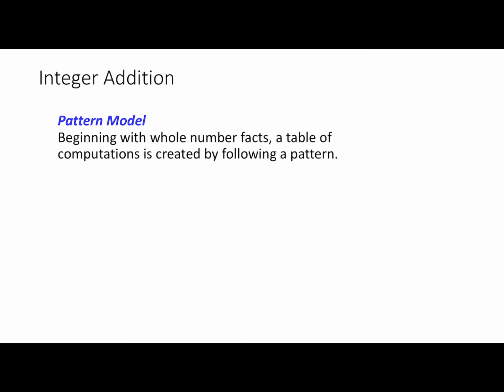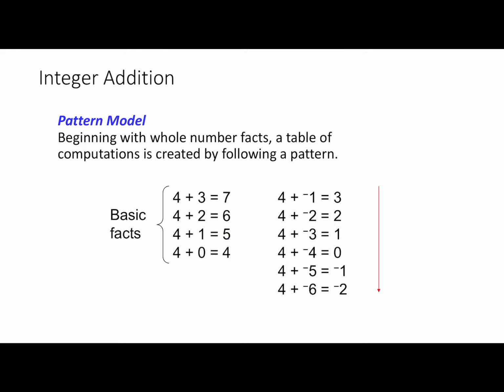Once you've modeled the integer addition with your students, they should start to recognize a pattern. So we're going to start with some basic facts. If I start with 4 and add 0, I get 4. If I add 1, I get 5. If I add 2, I get 6. If I add 3, I get 7. Now, if I start adding negative numbers, you can see there's a pattern here. If I start at the top, I have 7, 6, 5, 4. So if I'm going to add -1, it should be the next integer down. So 4 plus -1 is 3, 4 plus -2 is 2, and so on. So students should recognize this pattern and be able to use the pattern to help them figure out addition facts.